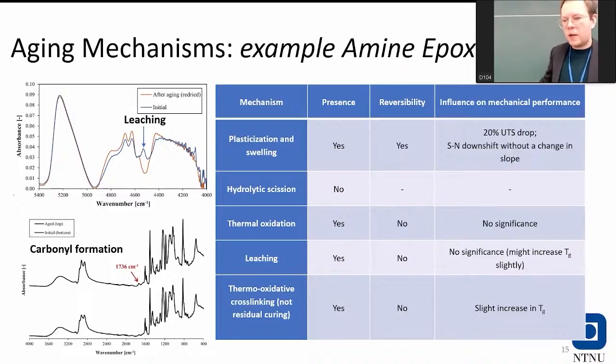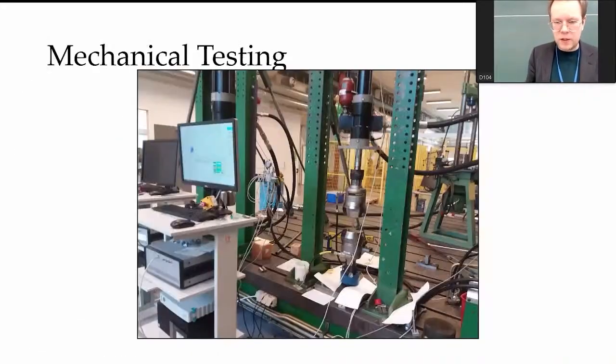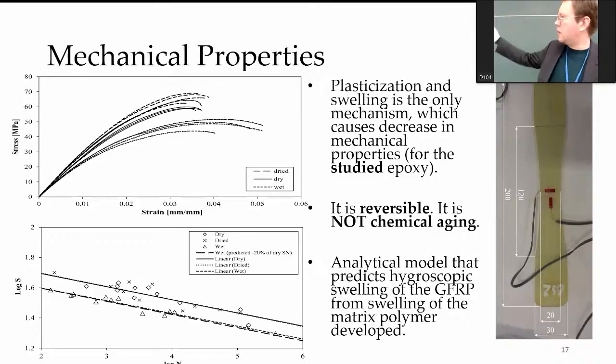So just to sum it up for this material, this is just an example for one material, but every material is different, as I mentioned. There can be a lot of mechanisms: plasticization, hydrolytic scission, thermal oxidation, in this case changing the color, leaching, thermal oxidative cross-linking. We can check all of that with different methods as we go, such as infrared analysis or other spectroscopic methods. We can also test mechanically and see how the properties of a polymer in a dry, wet and redry state are changing, both statically and in fatigue.